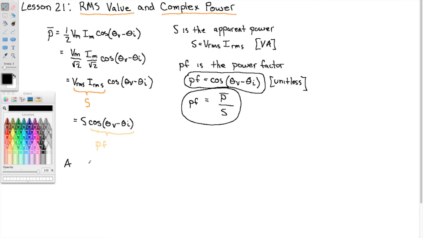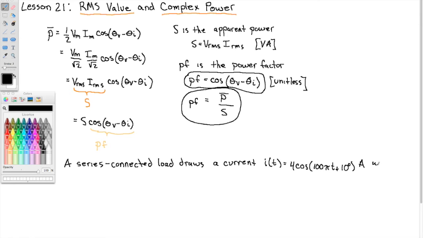All right, we'll say a series connected load draws a current i of t equals 4 cosine 100 pi t plus 10 degrees amps when the applied voltage is v of t equals 120 cosine 100 pi t minus 20 degrees volts.